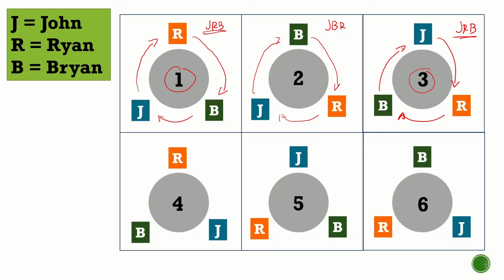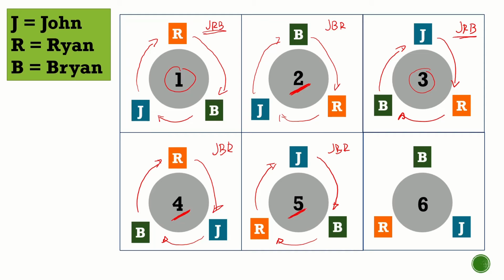Okay, how about the fourth arrangement? Let's start with John, and then we have Brian, and then Brian to Ryan, and then Ryan to John. So basically this is John, Brian, Ryan, and that is the same as the second arrangement. They're identical. How about the fifth arrangement? This is John, this is Brian, and then Brian to Ryan, and then Ryan to John. So JBR, which is the same JBR. So this is the same as the second and the fourth arrangement.